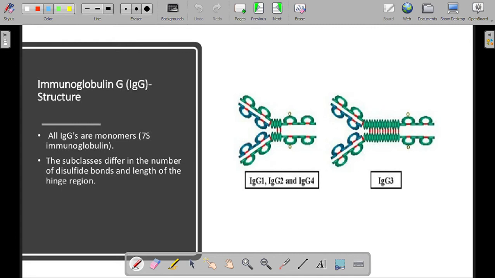So this is about the immunoglobulin IgG. This is IgG1, IgG2, IgG4. As I've already told, these differ in the number of disulfide bonds. You can see here 2 disulfide bonds are present. You can consider this one for IgG1, IgG2, IgG4, and for IgG3, for the understanding purpose, you can consider this one.